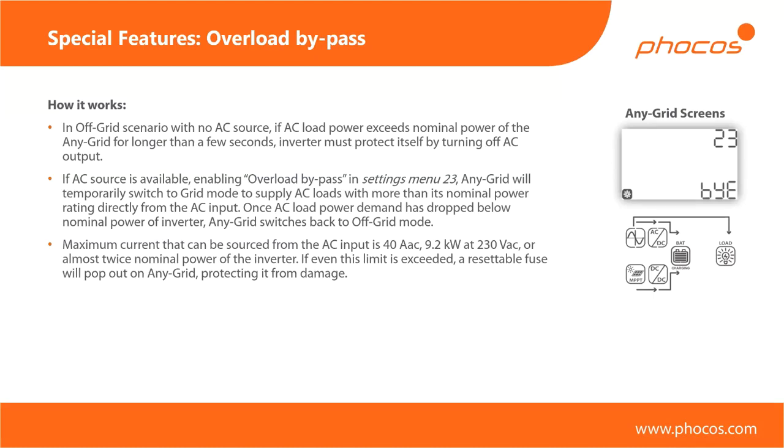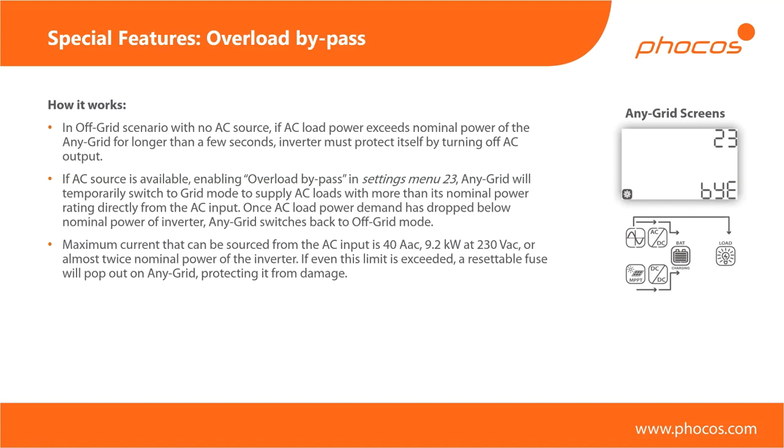So the question you might ask yourself is, what happens if I try to take more than 5 kilowatts out of the AnyGrid? That's a very valid question. That's why we have the overload bypass. So let's say you are in the scenario where you have a connection to the grid. Obviously, if you don't have any connection to the grid, and you don't have any other AC source, then if you're overpowering your inverter, it can only shut down to protect itself. If you're demanding more than 5 kilowatts for a long period of time, the inverter will simply turn off.